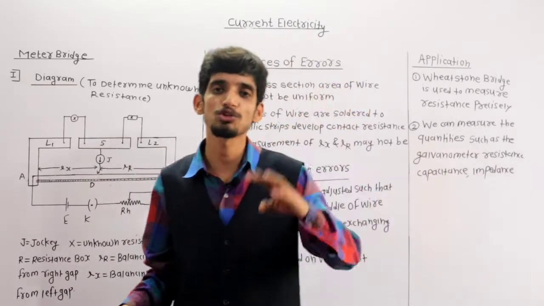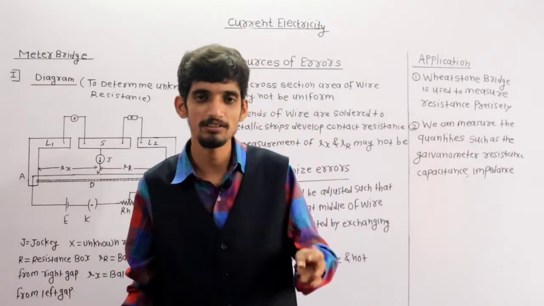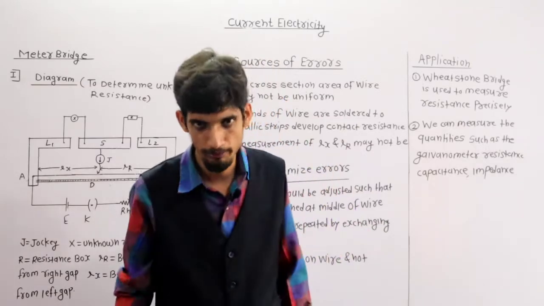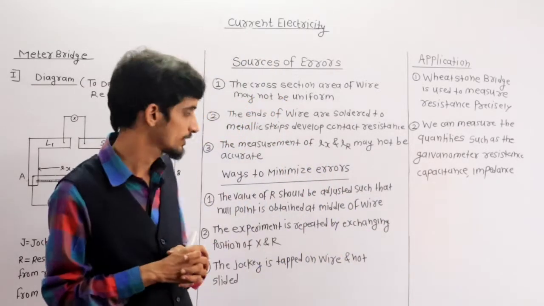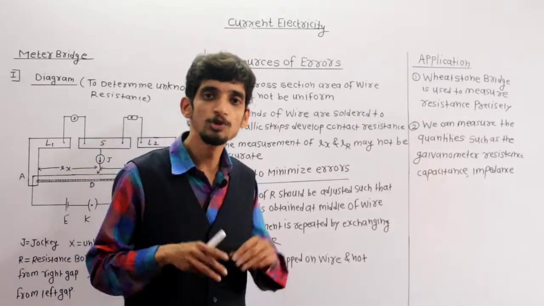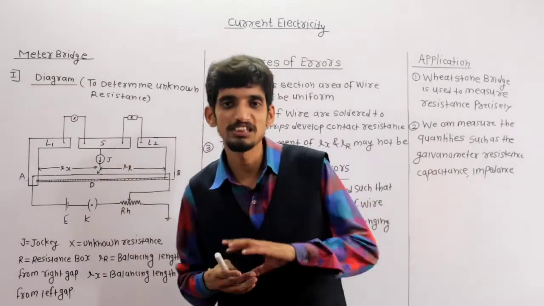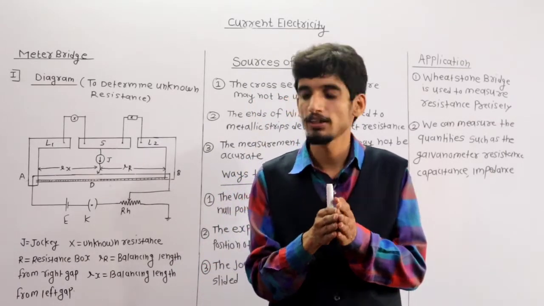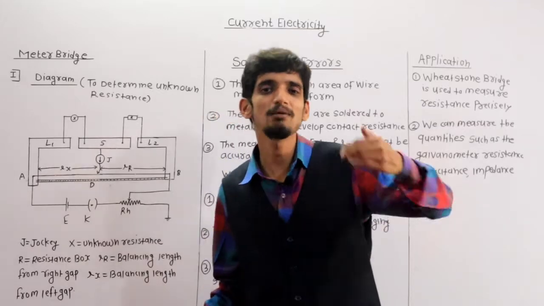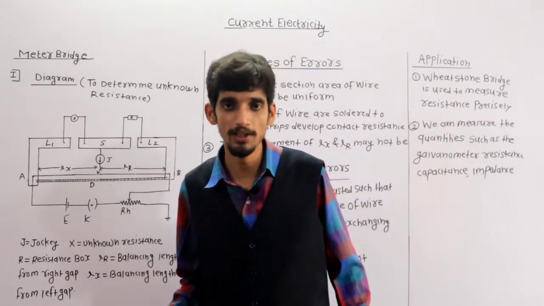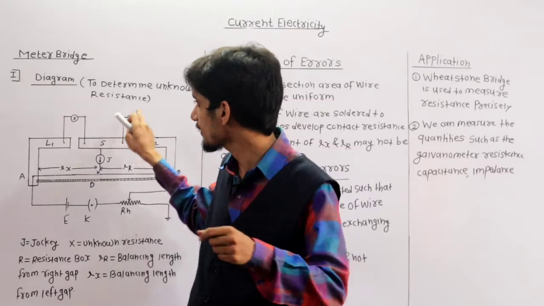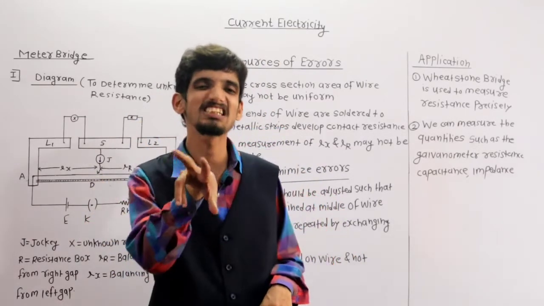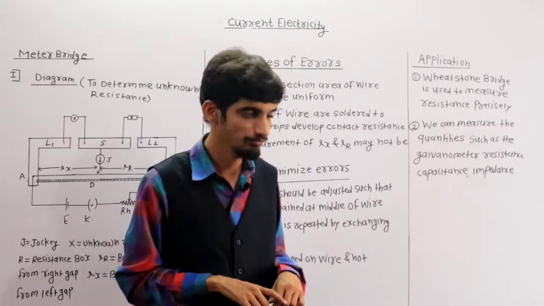Okay, so these are the three sources of error. First with respect to area, second with respect to contact resistance, third with respect to Lx and Lr measurement. How to minimize this error? First, we should select the resistance from the resistance box in such a manner that the null point, that D, should be obtained exactly at the middle of the wire.